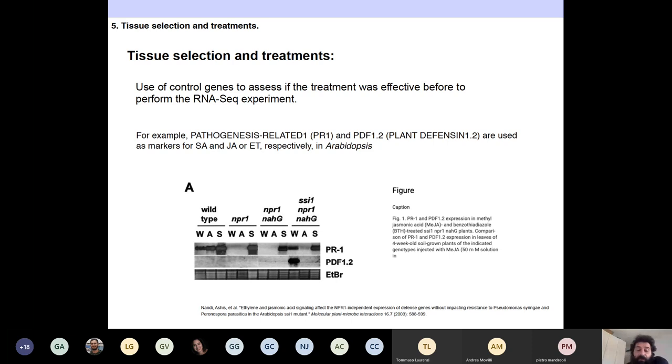So for example, you are producing infections in Arabidopsis. One thing you can do, after the treatment, once you have the RNA, is some qRT-PCR with pathogen-related genes like PR1 or PDF1, and check that you have the induction of these genes under the treatment. In this case, the figure that I put here is under jasmonate, and they should be induced. That is important before you send them for the sequencing.